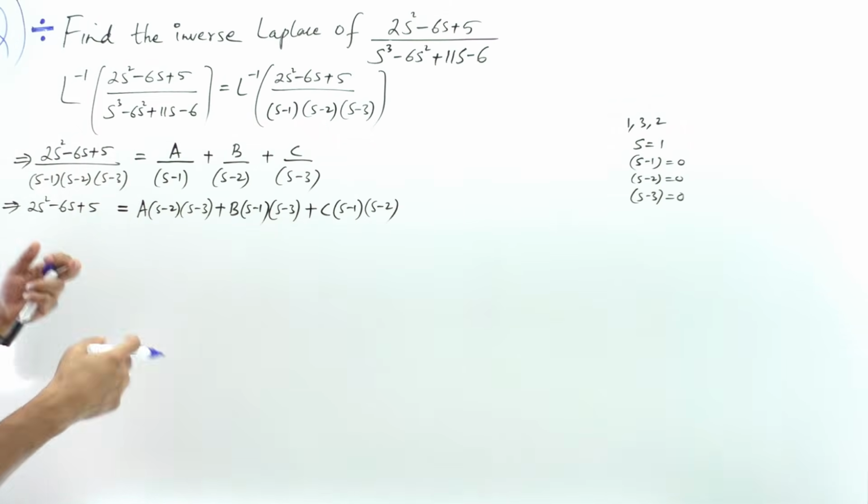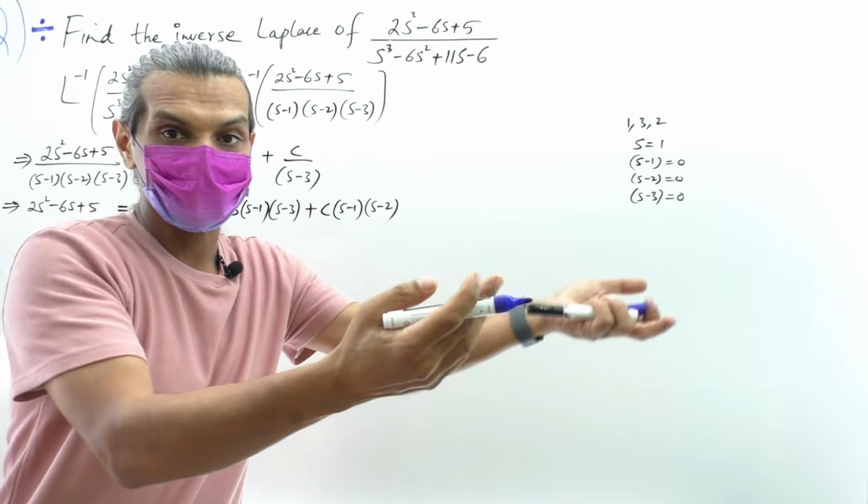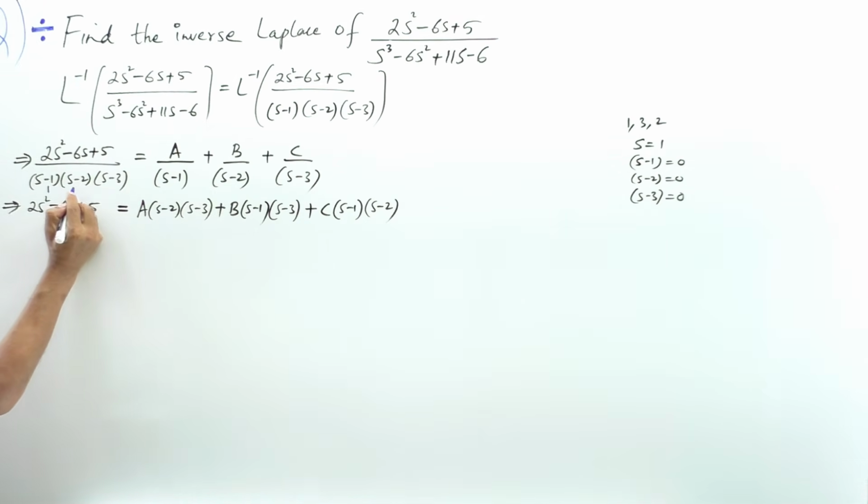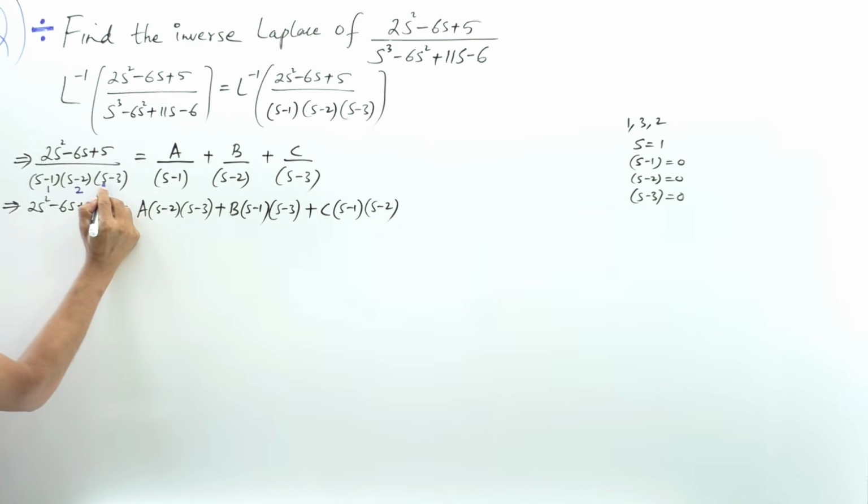So what's the value of S that makes it 0? S minus 1, if you put 1, becomes 0. S minus 2, if you put 2, becomes 0. S minus 3, if you put 3, 3 minus 3 is 0. So I'll keep on putting now. First I'll put S is equal to 1.